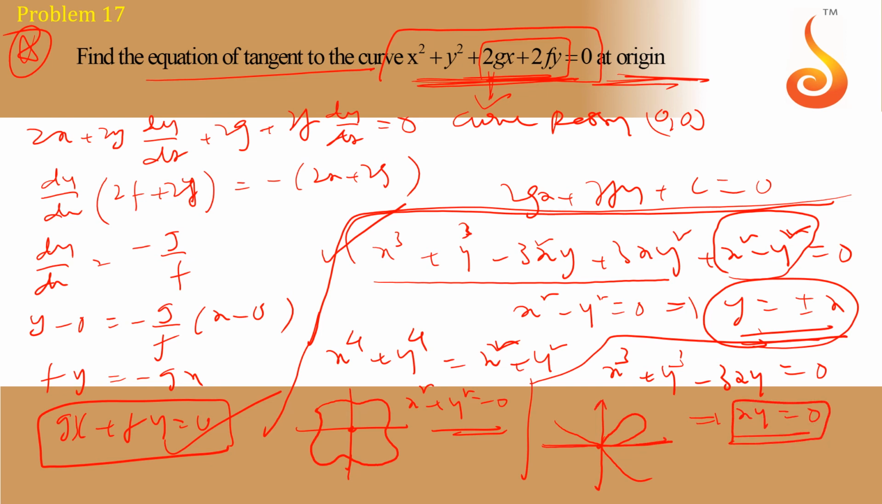But observe carefully here, the lines x equal to 0, y equal to 0 are both tangents and both normals at origin. Means, can a line be both tangent and normal to the same curve at the same point? Yes. At origin, x-axis is tangent, x-axis is normal. At origin, y-axis is tangent, y-axis is normal to this curve. Please remember this problem. Very interesting problem.